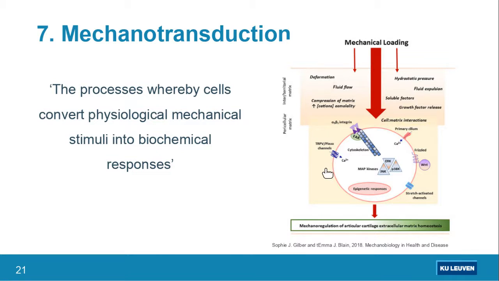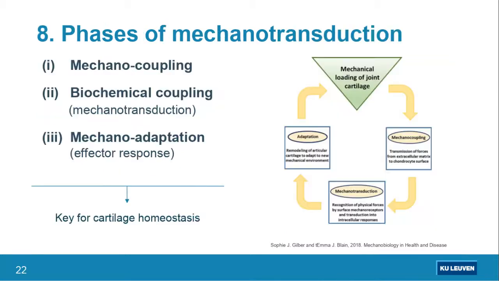And when they are activated, they are going to trigger specific intracellular responses that would finally lead to the expression or suppression of specific genes. And these genes are going to dictate if more matrix needs to be synthesized or if specific elements need to be degraded in order to adapt the extracellular matrix to the mechanical challenge. So this mechanotransduction process is normally divided in three different phases or three different stages.